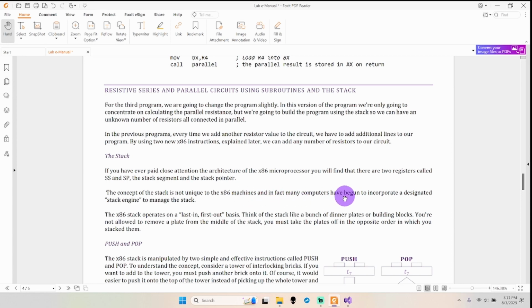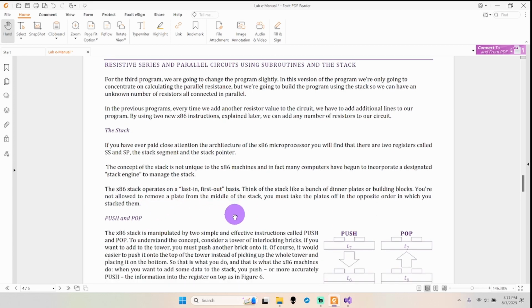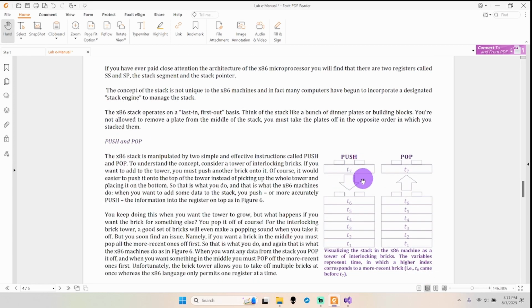In fact, many computers have begun to incorporate a designed stack engine to manage the stack. The x86 stack operates on a last in, first out basis. Think of the stack like a bunch of dinner plates or building blocks. Okay, so last in, first out. So the last one who came in, last in.